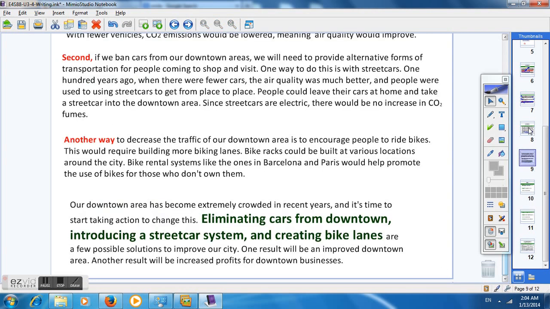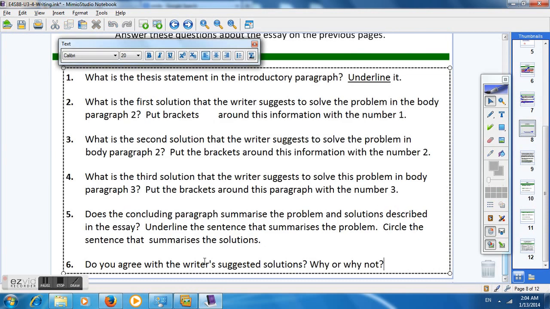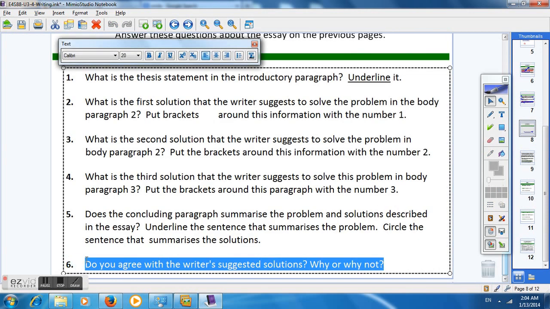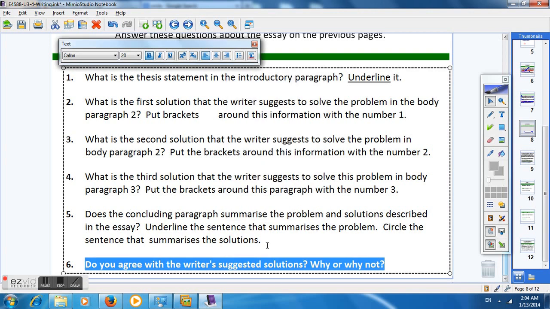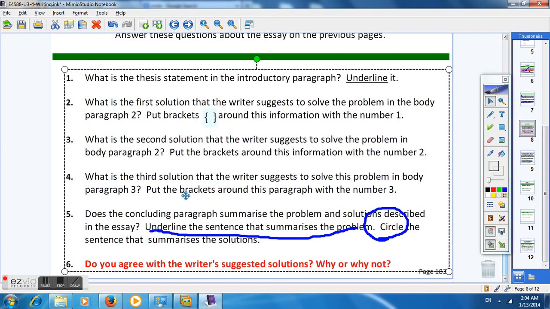Okay, here. Do you agree with the writer's suggested solution? Why or why not? Could you please write to me the answer to the question? You can just PM the answers to my FB account. Maybe you can just write a paragraph about your opinion. Thank you very much.